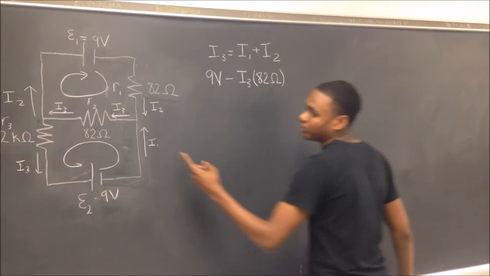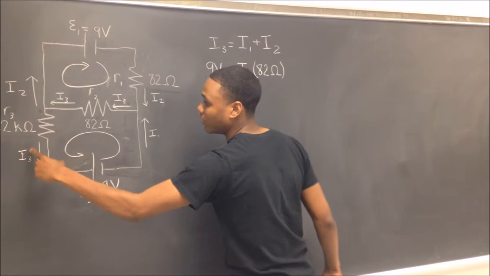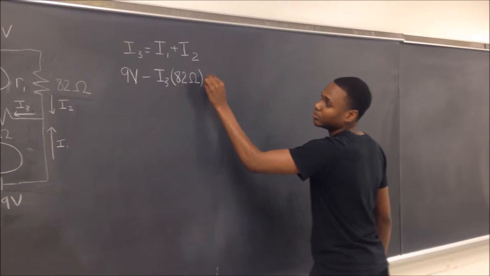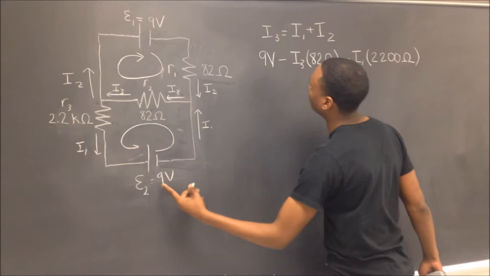Now we come around here and come down, because we're still on the bottom portion, and it breaks off into I3 and I2 at this junction right here. And right here, we're in I1. Excuse me, that should be I1. Right here, we're in I1. And that's across the resistance, and it's going in the same direction. So it'll be minus, and it'll be I1 times 2200 ohms. And it comes back down, and we end at 9 volts, which we already recorded here. So we're done with the bottom loop.